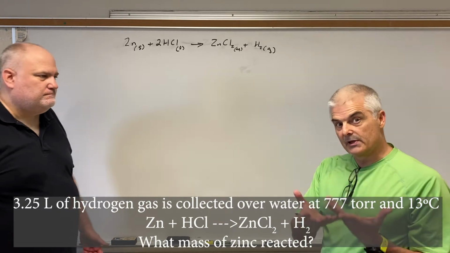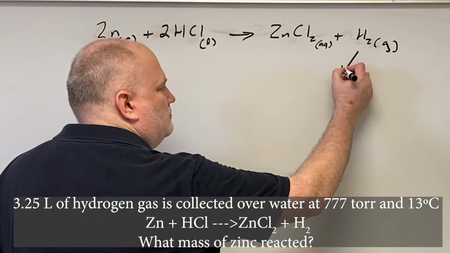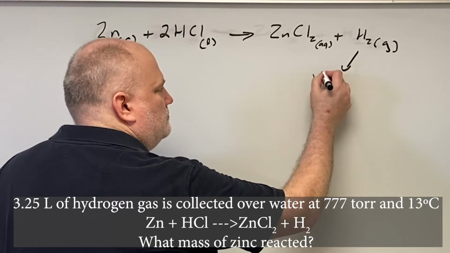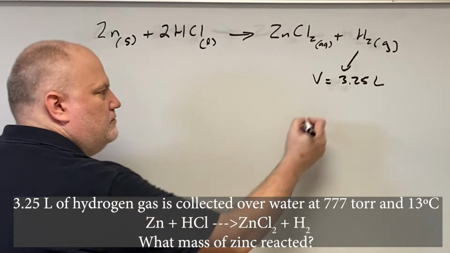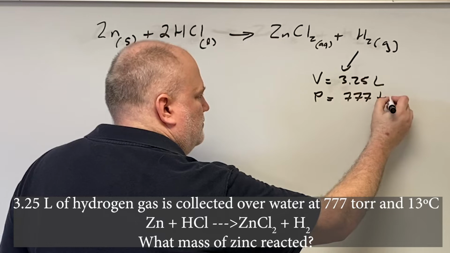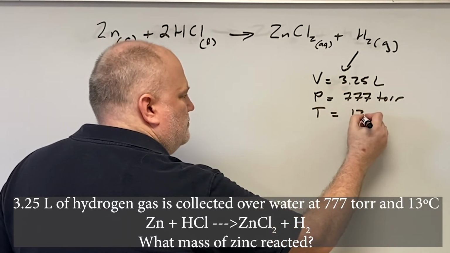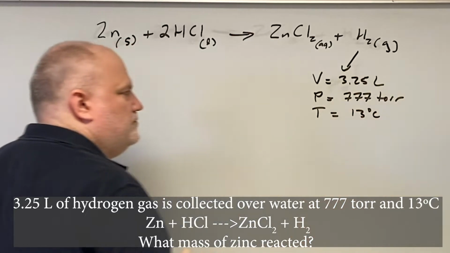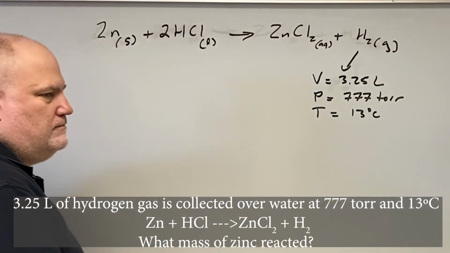Now, let's read the problem a little further. It says that we are given a 3.25 liter sample of hydrogen gas, or that was produced, I should say, at a pressure of 777 torr and a temperature of 13 degrees Celsius. But there's also this other little thing, it says collected over water. What does that mean? We'll get to that in just a second.